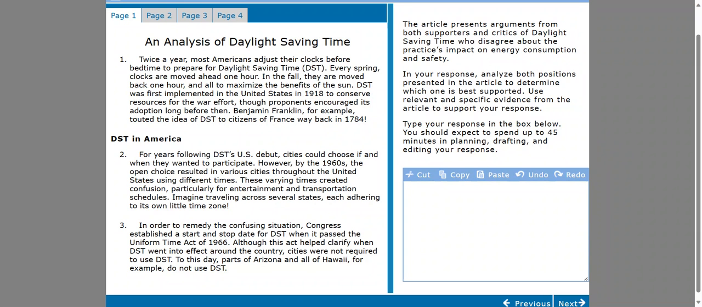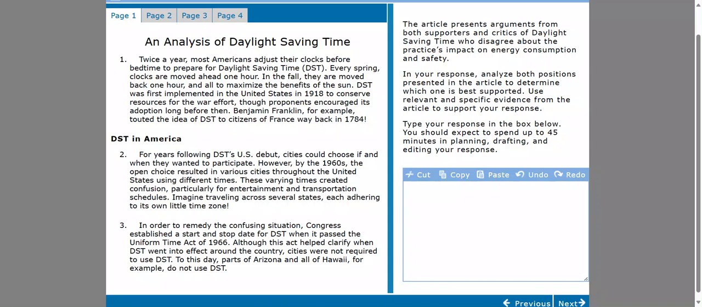Paragraph 2. For years following DST's US debut, cities could choose if and when they wanted to participate. However, by the 1960s, the open choice resulted in various cities throughout the United States using different times. These varying times created confusion, particularly for entertainment and transportation schedules. Imagine traveling across several states, each adhering to its own little time zone.